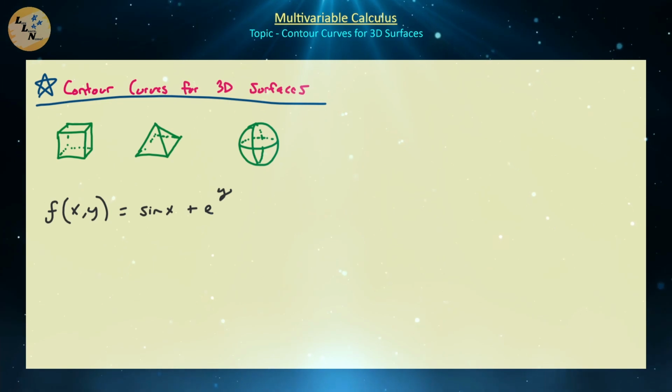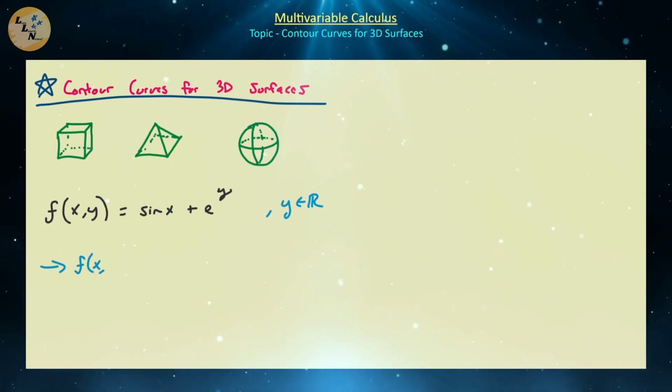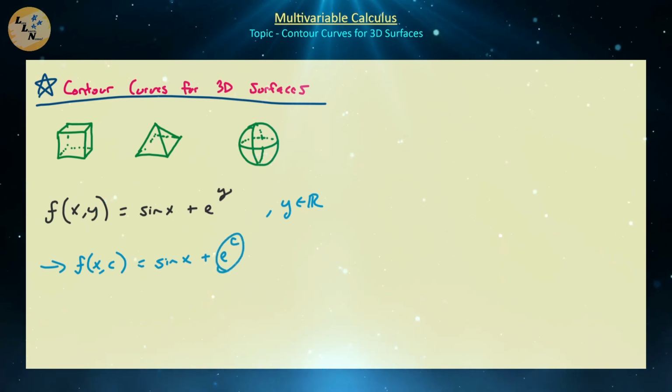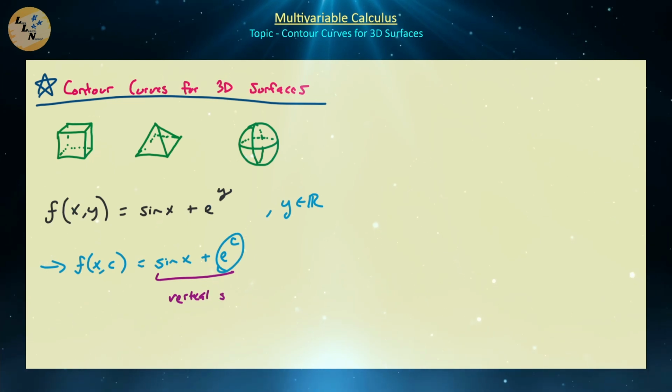So if we do that, what are we going to have? If y is a fixed constant, you can choose whichever constant you want, then what we have here is f of x, some constant, is equal to sine of x plus e to some constant. And since e to the constant is a constant too, that's practically just another constant. So what we have here is just vertical shifts of the sine function, sine of x.